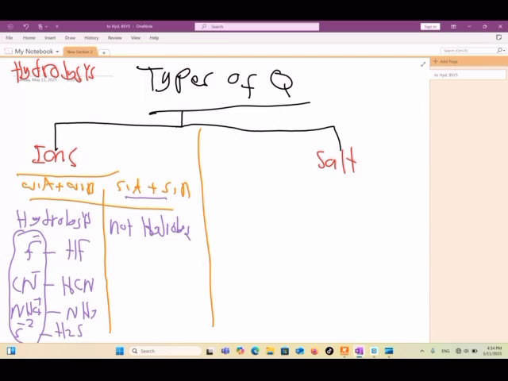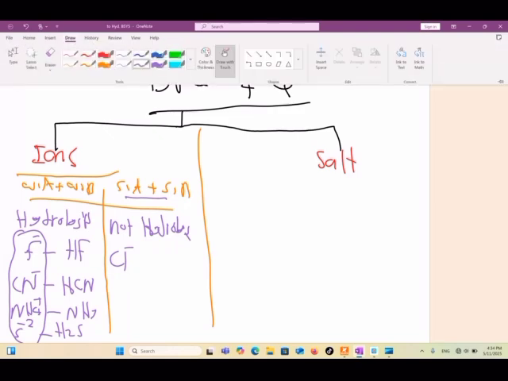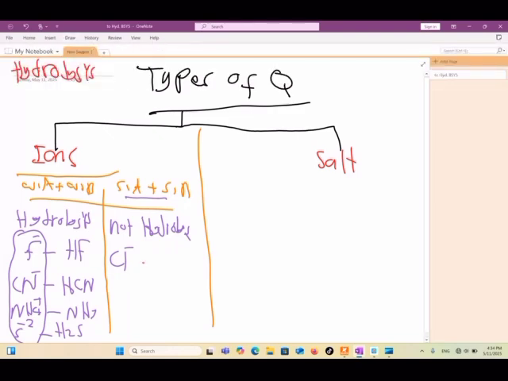And when it requires anion or cation hydrolysis, whenever the ion is an anion, it undergoes anion hydrolysis. Cations undergo cation hydrolysis. But examples of those that do not undergo hydrolysis, for example, Cl⁻. It does not undergo hydrolysis because we obtained this from HCl.